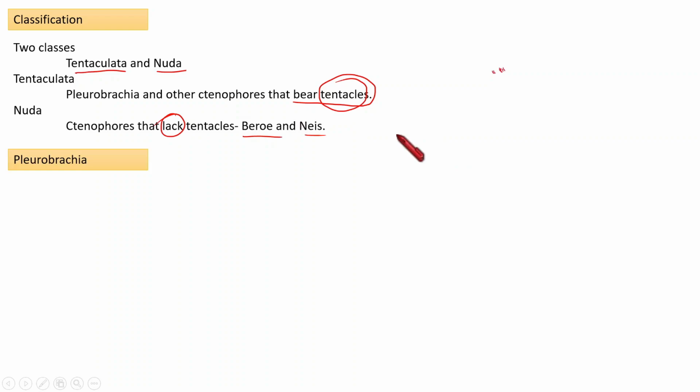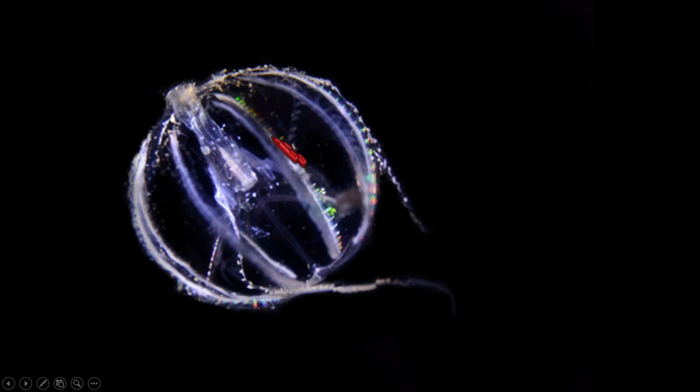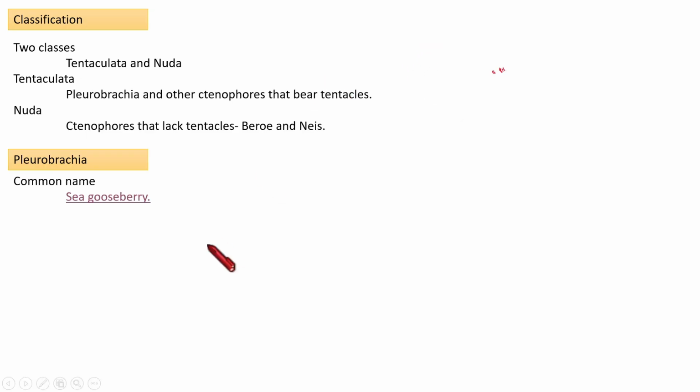Then we are going to learn about Pleurobrachia. Its common name is sea gooseberry, because its appearance is just like a gooseberry. It has so many lines passing in this way. These lines are nothing other than the places bearing the cilia, the ciliary plates that help this organism to move. Because of that appearance, it is known as sea gooseberry.